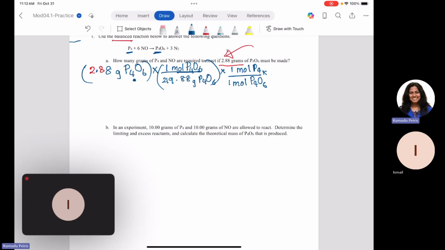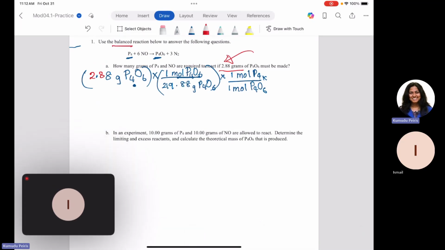Now, let me show you something. Here we are using dimensional analysis. Let's cross out the equal units. Okay, here I have grams of P4O6. Now you will see in the denominator, that will be cancelling out with the grams of P4O6. In the numerator, I have 1 mole of P4O6. Again, in the next one, in the denominator, you see 1 mole of P4O6 was cancelled out. What is the remaining thing? The remaining unit is moles of P4.